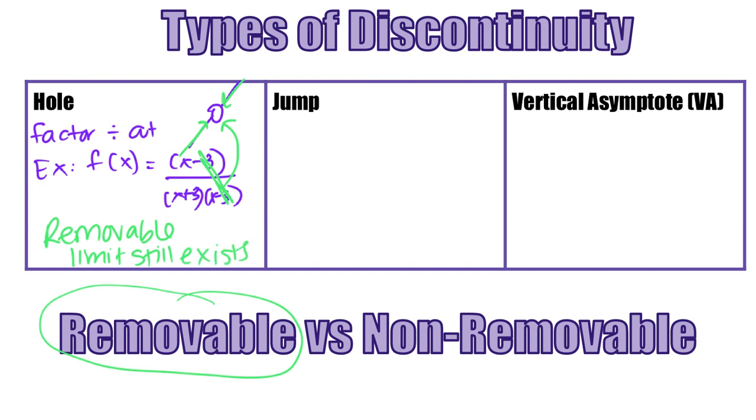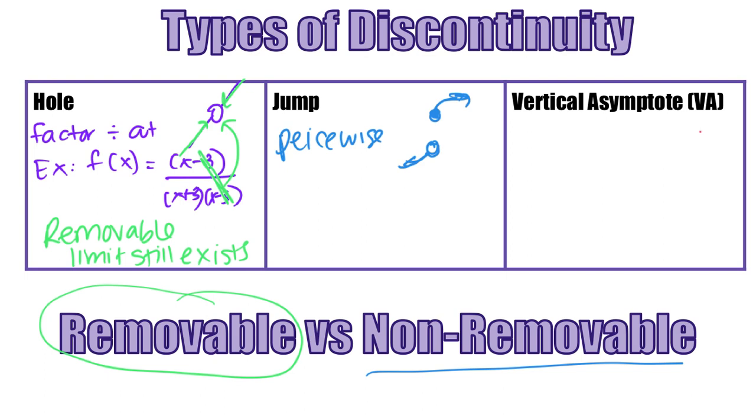A jump discontinuity is when we have two pieces of a graph and we pick up our pencil and we jump from one place to another. It's also called a step discontinuity. This often comes from piecewise functions where the function is defined to be one thing and then at a value it changes the way that it is defined. A jump discontinuity is non-removable because the limit isn't going to exist. One-sided limits will exist, but two-sided limits will not exist.